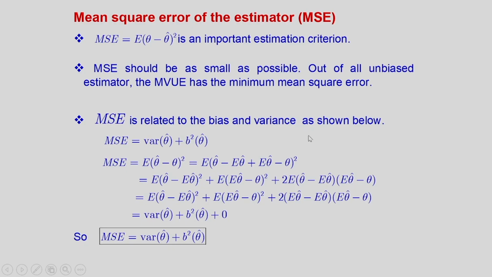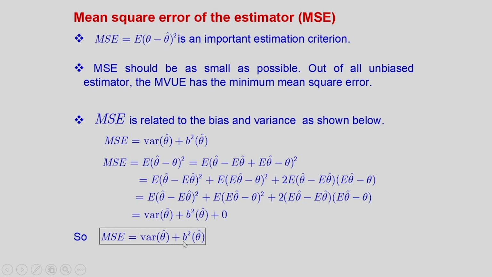Now the first term is the variance of theta hat, and the second term, because it is a constant quantity, will remain as E of theta hat minus theta only, and therefore this quantity will be simply bias of theta hat square. And in the third term, E of theta hat minus E of theta hat will be zero, because E of theta hat is a constant quantity. So this term will become 0. Therefore, MSE is equal to variance of theta hat plus bias of theta hat square.